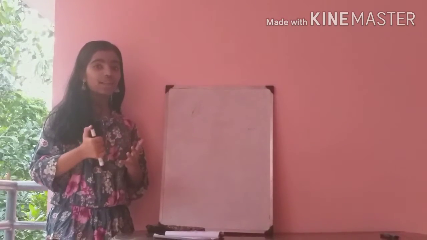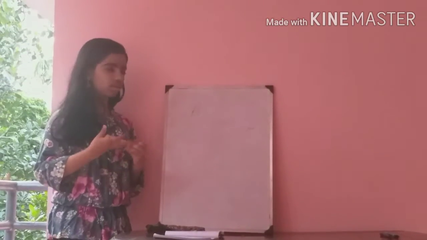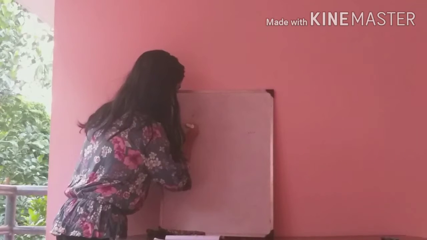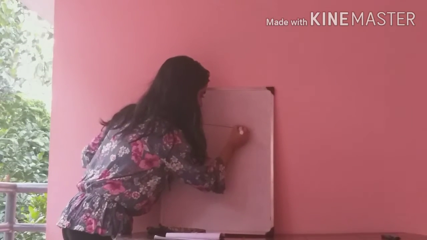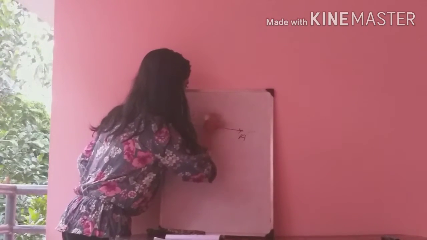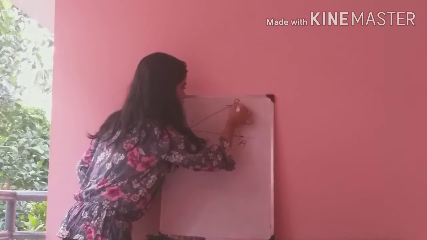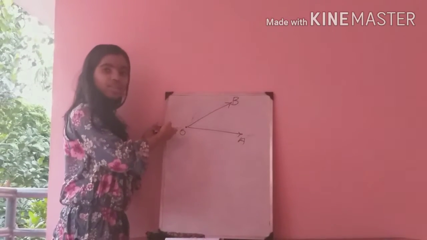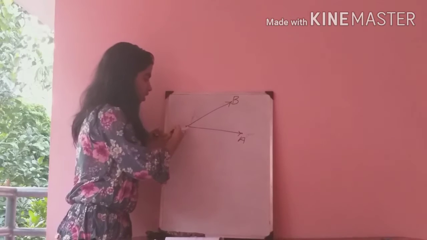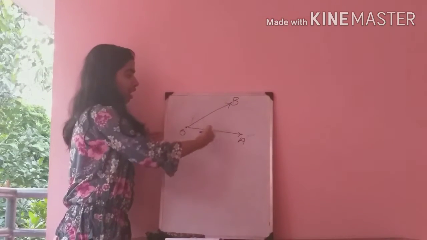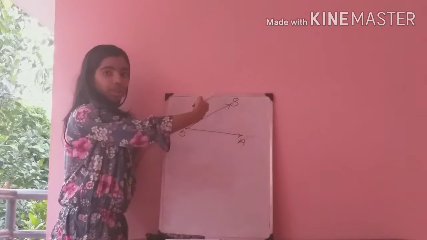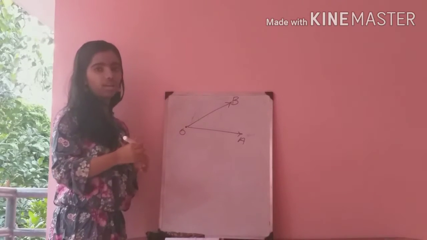Two rays starting from a common point make an angle. This is point O, this is ray OA, and this is ray OB. This point is known as the vertex of the angle, and rays OA and OB are termed the arms or the sides of the angle.